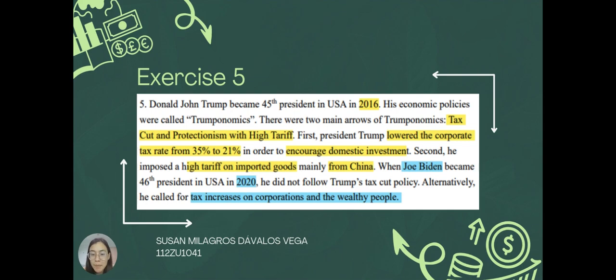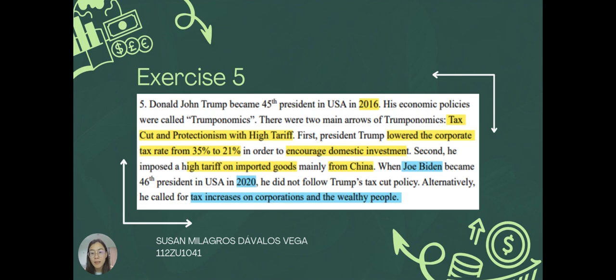Well, here we are now in the last exercise for this homework, and it goes as follows. Donald John Trump became the 45th president in the USA in 2016. His economic policies were called Trumponomics. There were two main arrows of Trumponomics: tax cuts and protectionism with high tariffs. First, President Trump lowered the corporate tax rate from 35% to 21% in order to encourage domestic investment. Second, he imposed a high tariff on imported goods, mainly from China.